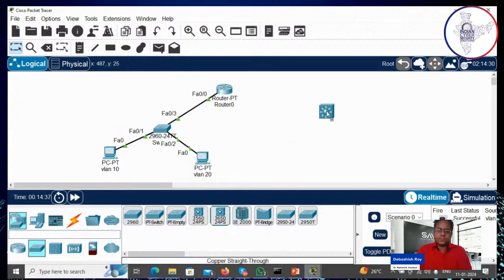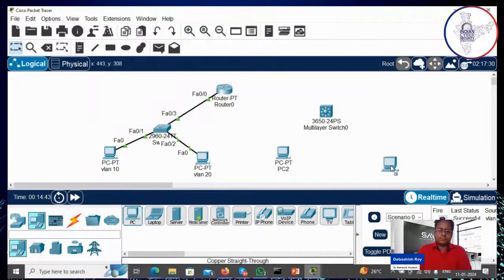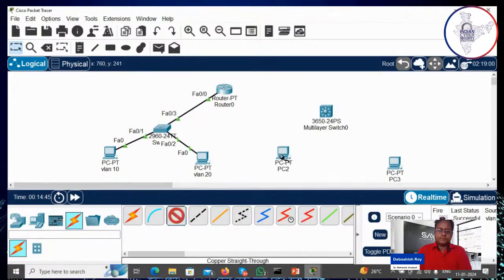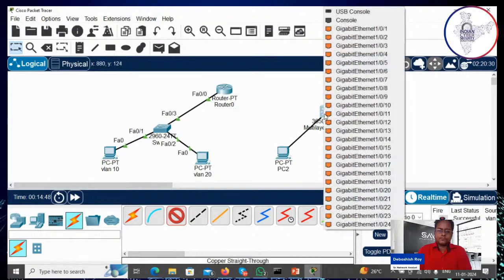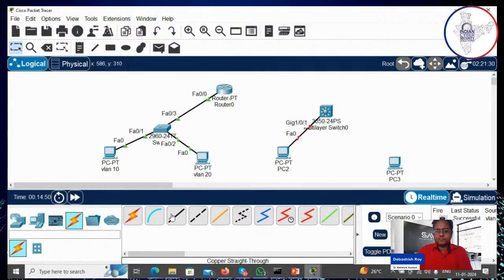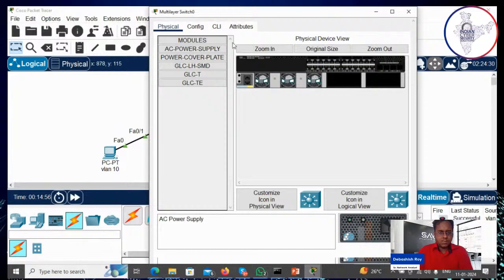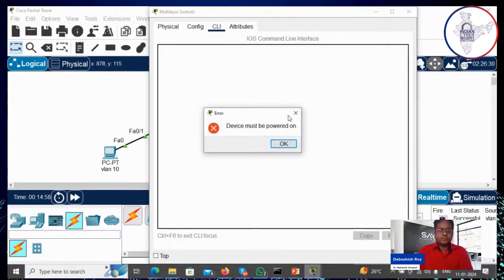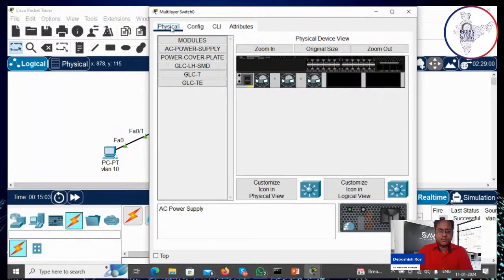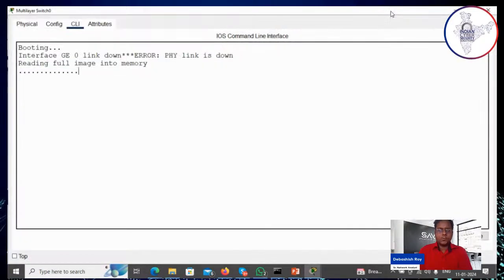So you take a switch and again take two PCs, connect them to the gigabit ports, and if you click on the multi-layer switch and go to CLI, it will say the device must be powered on. So what you need to do is go to the physical tab, and drag this AC power supply and connect it to any module. And then if you go to CLI, it will boot.